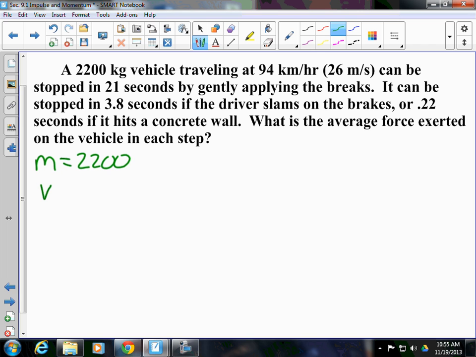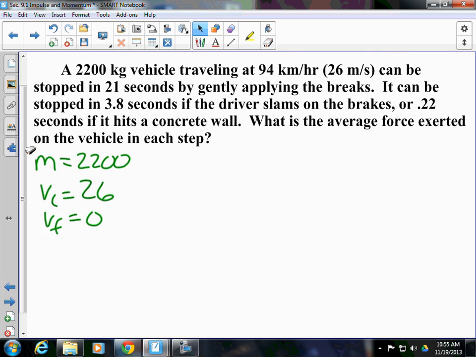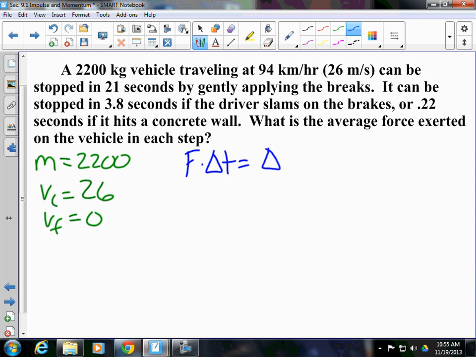Our VI, our initial velocity, is 26. Our VF is going to be 0 because we are stopping. And then our time is going to vary depending on what we are going to talk about. We are going to use the impulse momentum equation: force times change in time is equal to essentially change in P. Well, remember, that's equal to m VF minus m VI.